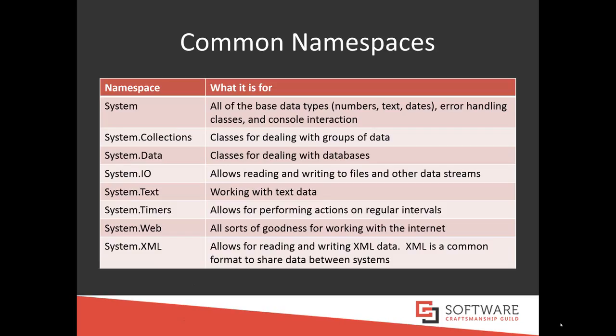Before we wrap things up, I want to show you some of the common namespaces which are available in the .NET framework. As I mentioned before, and I'm going to say it again, there are thousands of classes in the framework to help us do things. But these namespaces tend to be the most often used for data-driven business applications. The system namespace we already introduced briefly. It contains all of the base data types, numbers, text, date, error handling classes, and console interactions.